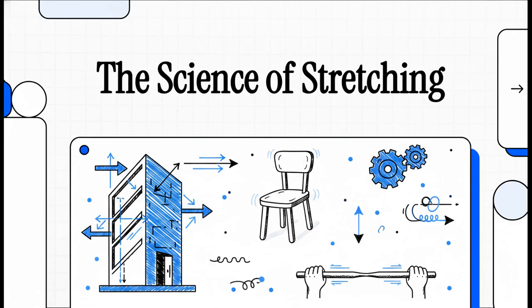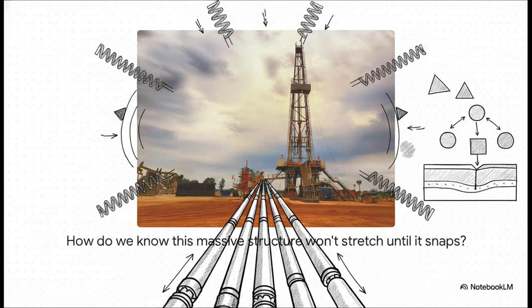To really get it, let's look at a structure where the stakes are about as high as they can get. Just look at this oil rig. Every single piece of that steel, especially those super long drill pipes going deep into the ground, is being stretched and squeezed with absolutely incredible force. If an engineer's calculation is off by just a little bit, well, the result could be a disaster. So how do they nail it every single time? How do you predict the behavior of something you can't even see?